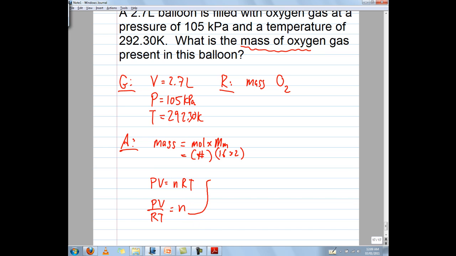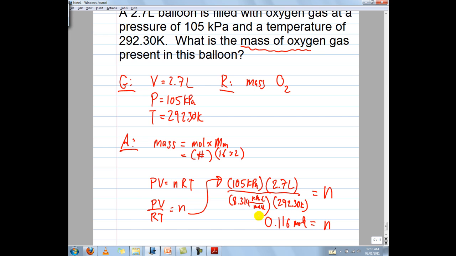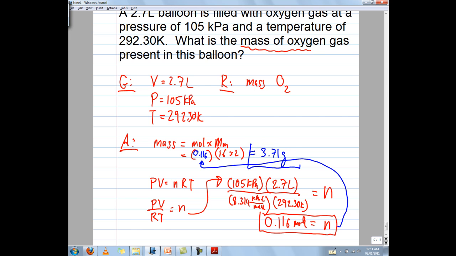So let's start plugging stuff in. Pressure, in this case, is 105 kilopascals. Volume is 2.7 liters. R is my universal gas constant, and I automatically know it: it's 8.314, because I've memorized that number. And the temperature is 292.30 kelvins, which equals the number of moles. If I solve for all this, number of moles is equal to 0.116 mole. Having this number, I can now plug the information in here and finally solve for my answer, which equals 3.71 grams of oxygen gas.